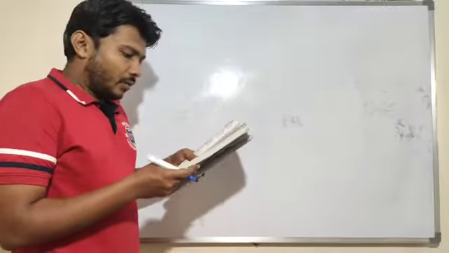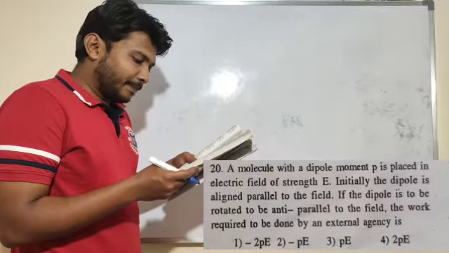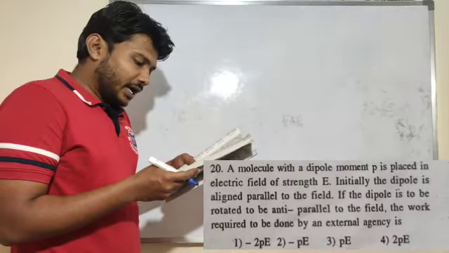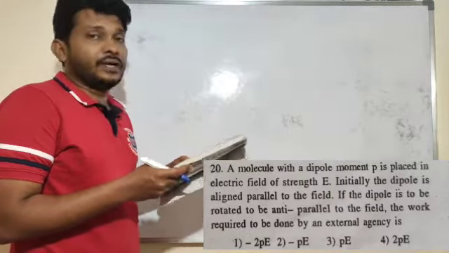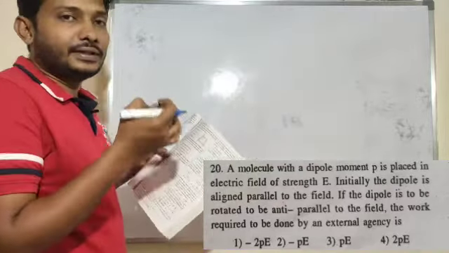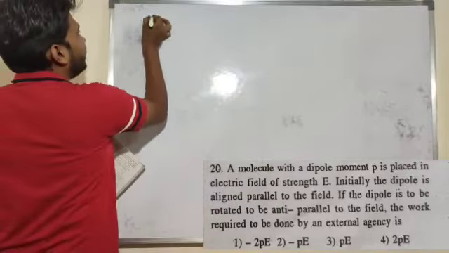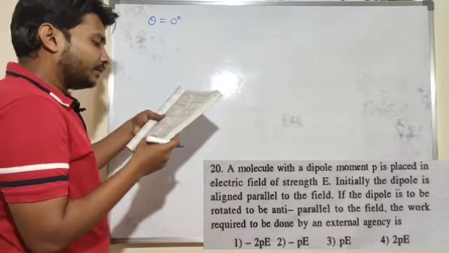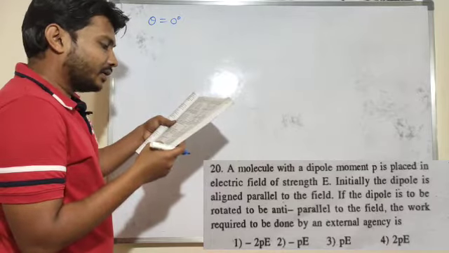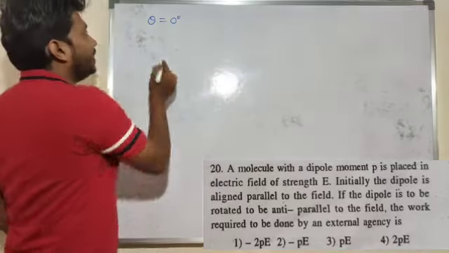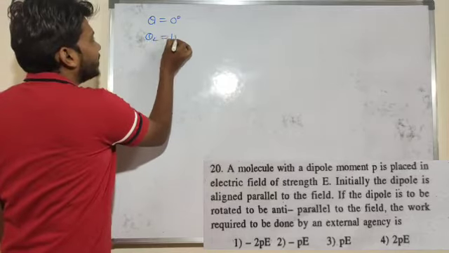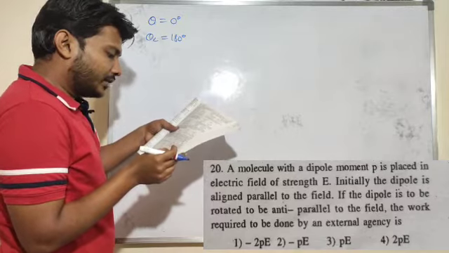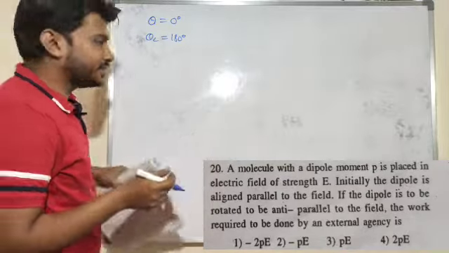A molecule with a dipole moment P is placed in an external electric field of strength E. The initial dipole is aligned parallel to the field. What is the initial angle between the dipole and the electric field? Parallel means its value is 0 degrees, theta 1 is 0 degrees. If the dipole is to be rotated to be anti-parallel to the field, anti-parallel means what here? Theta 2 is equal to 180 degrees here. What is the work required to be done by the external agency here?